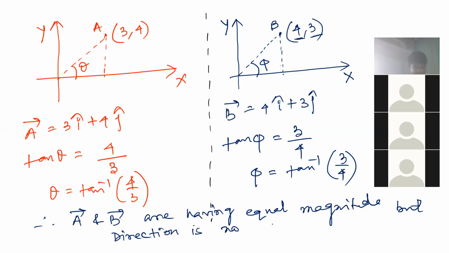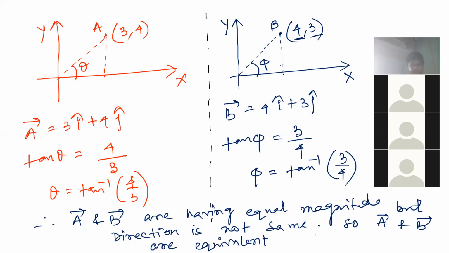Direction is not same. So a vector and b vector are equivalent vectors. Equivalent and equal, both are two different things. Okay, so a vector and b vector are equivalent vectors.